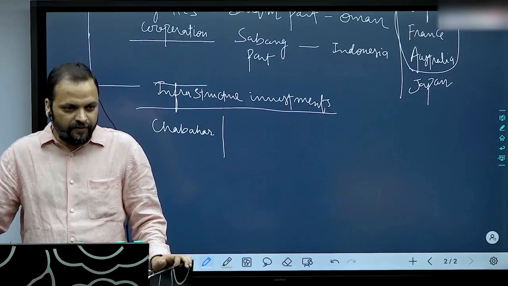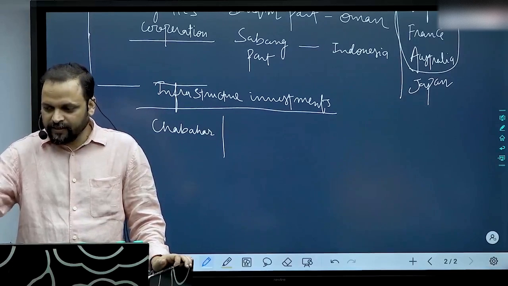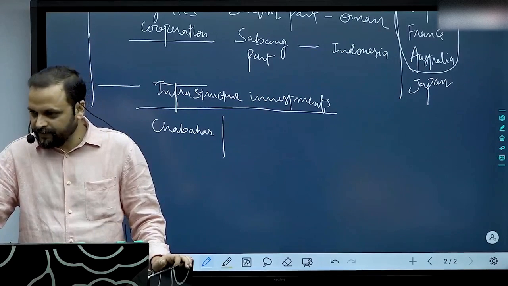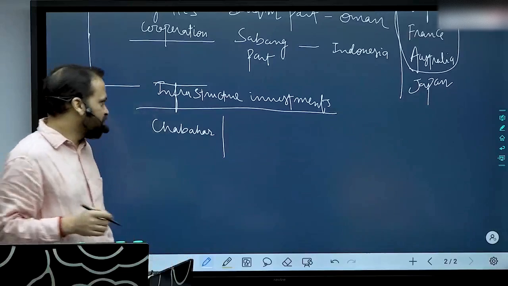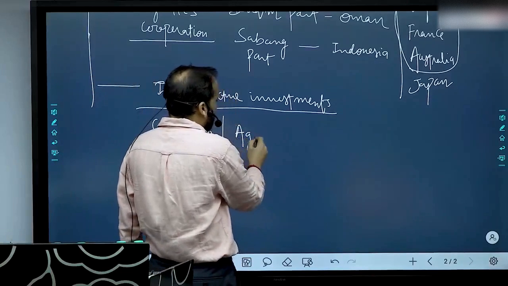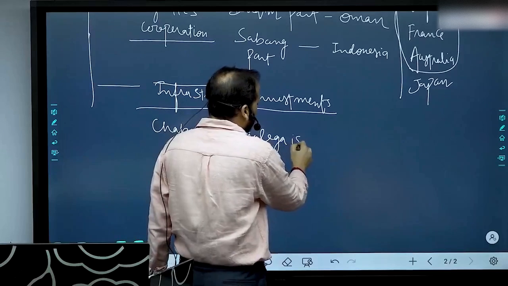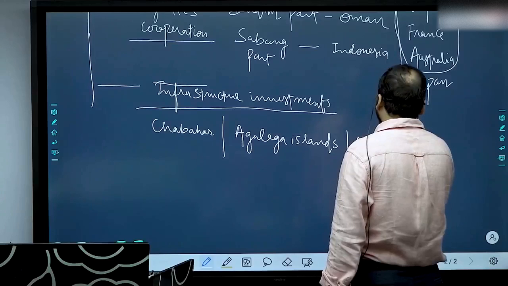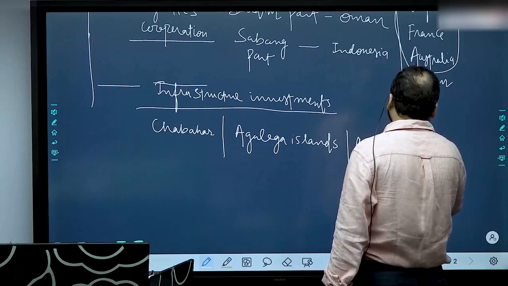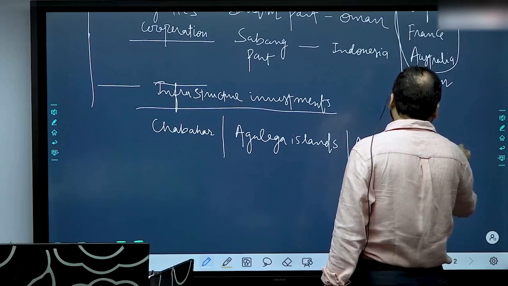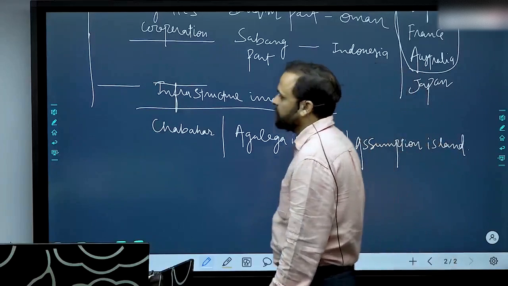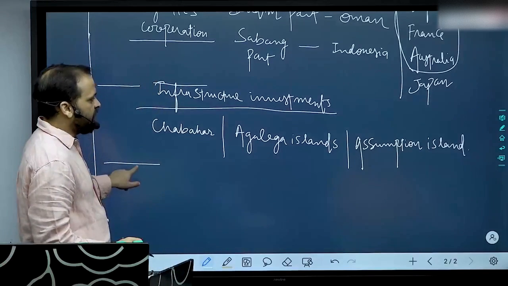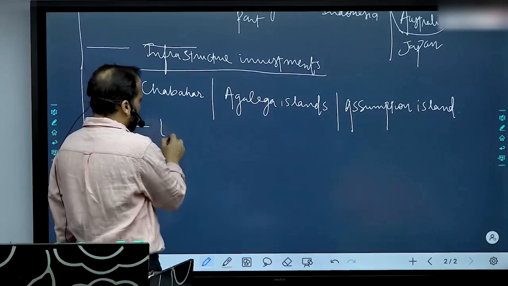You can answer this question on the basis of either looking at simply the class material. Mauritius, Seychelles, Agalega Islands, and Assumption Islands. Here we have presence in terms of infrastructure investment in the Indian Ocean region.